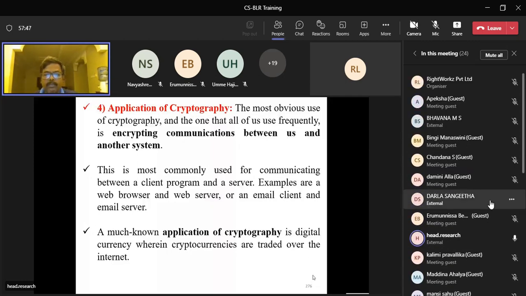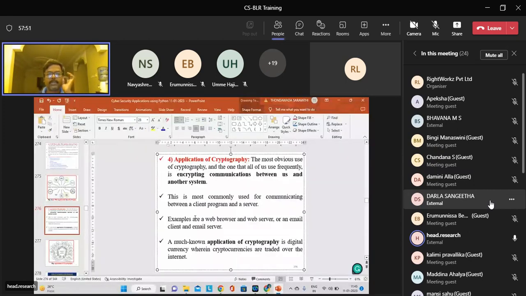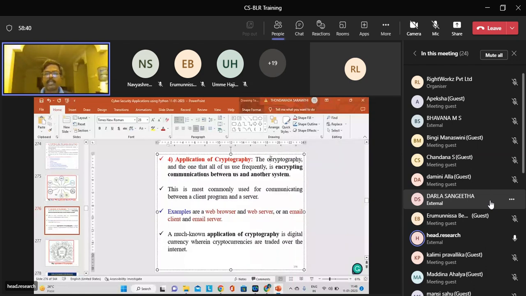You can call them cryptographic examples, such as web browser and web server, or an email client and email server. Google is providing security for the email server, email client, or even for the web browser. These are the examples of application cryptography. See, cryptography is a mathematical conversion from one form to another form, with the help of encryption and decryption processes.